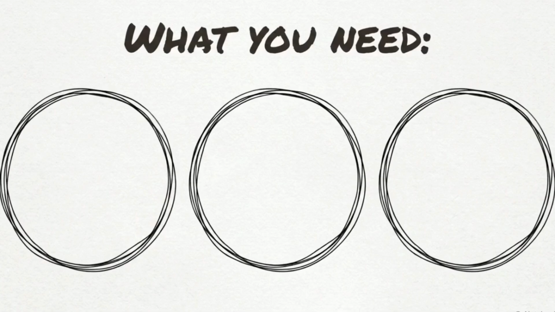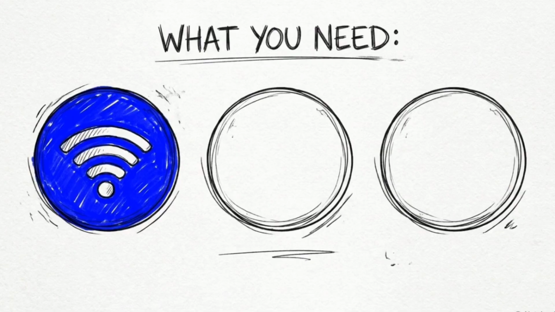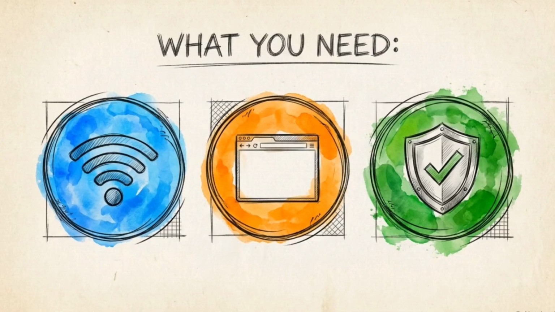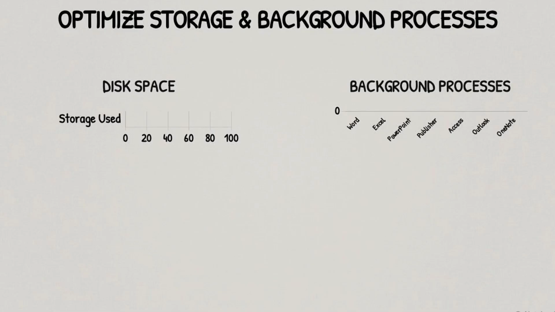To follow along, you only need three things: an internet connection, a web browser, and administrative privileges on your computer. By selecting only the specific applications you need, you reduce disk space usage and prevent the system from running background updates for software you never intended to use.